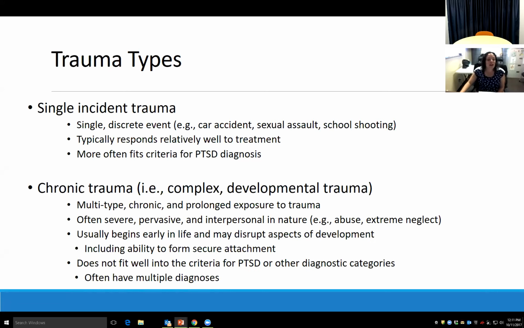Then we have our second category, which honestly we have a lot of kids and families present with. I'd say, unfortunately, more often at our clinic, we see families who have experienced chronic trauma as opposed to single incident trauma. And another term that you may be familiar with that chronic trauma is interchangeable with when considering kids is complex developmental trauma. So this would be a child who has experienced multiple types of trauma. It's been chronic and a prolonged exposure. Oftentimes these traumas are severe, they're pervasive, and they're interpersonal in nature, meaning that it involved interactions with other individuals that were traumatic.